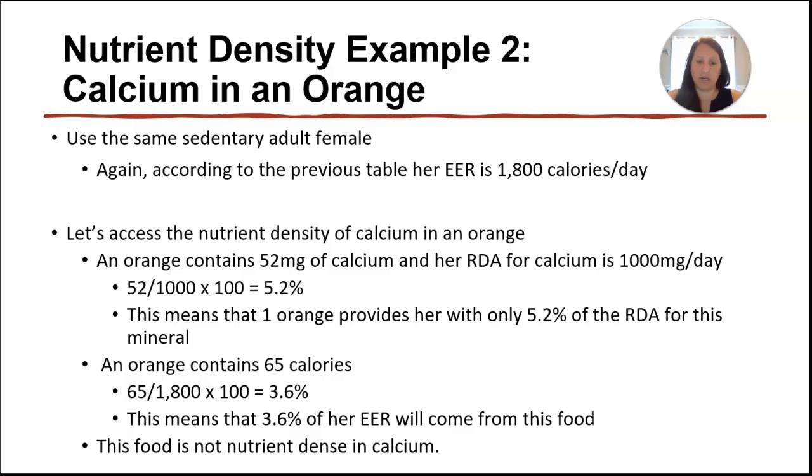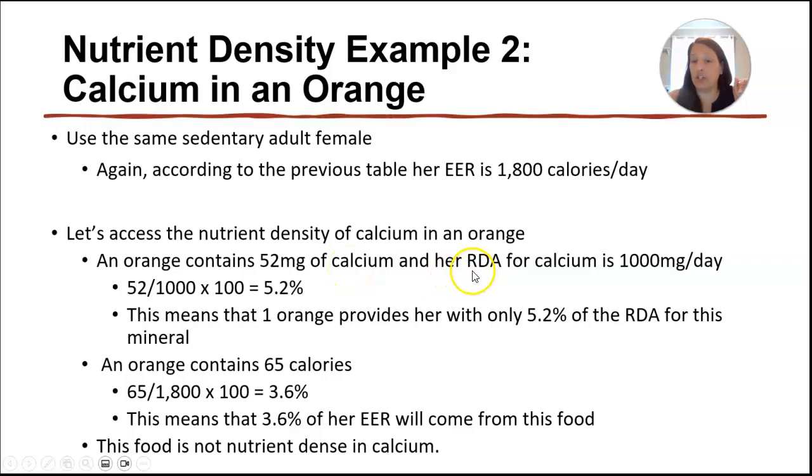Fresh produce, the nutrition label doesn't come on an orange. It also depends on the size of the orange and the weight of the orange. So it's not exact, it's an estimation. An average size orange contains about 52 milligrams of calcium.